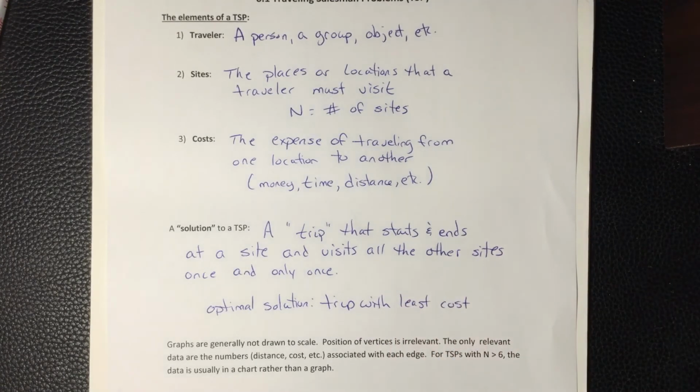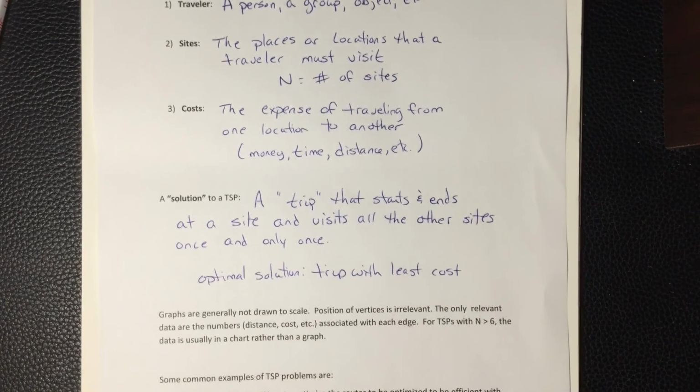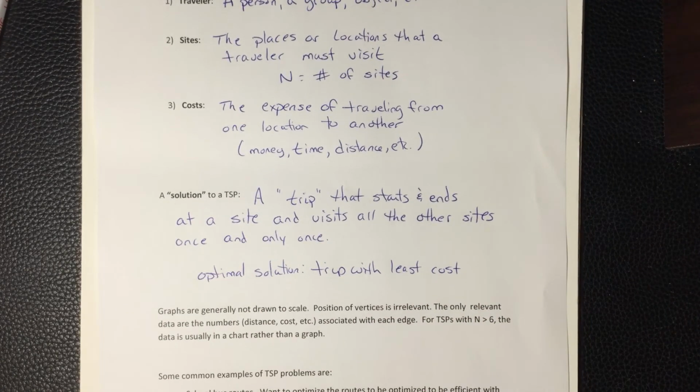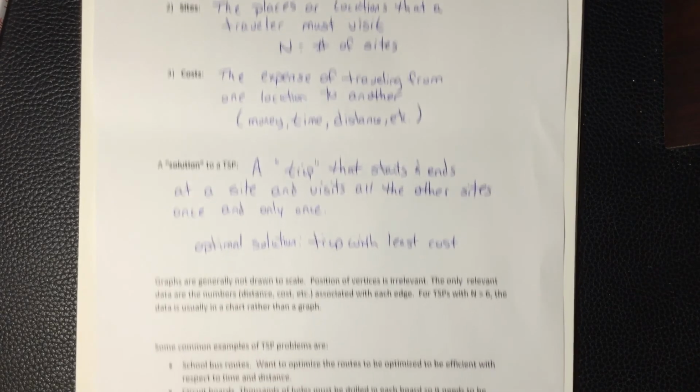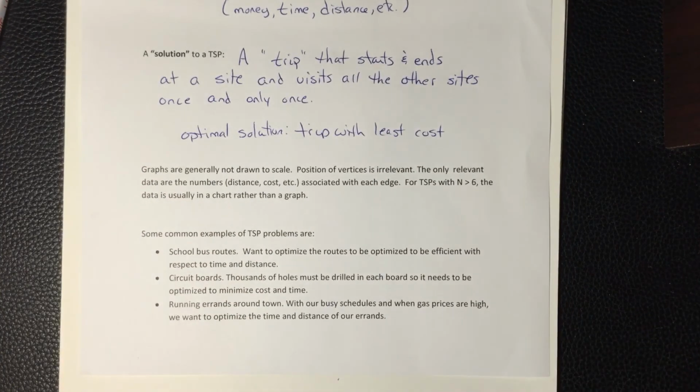Okay, so when we do graphs in graph theory, remember that graphs are not drawn to scale, so a longer edge doesn't mean a longer distance, and the positions of the vertices is completely irrelevant. The only relevant data are the numbers associated with each edge. For traveling salesperson problems where we have more than 6 sites, we usually use a chart instead of a graph because it's less confusing. All right, so some common examples of traveling salesperson problems would be school bus routes.